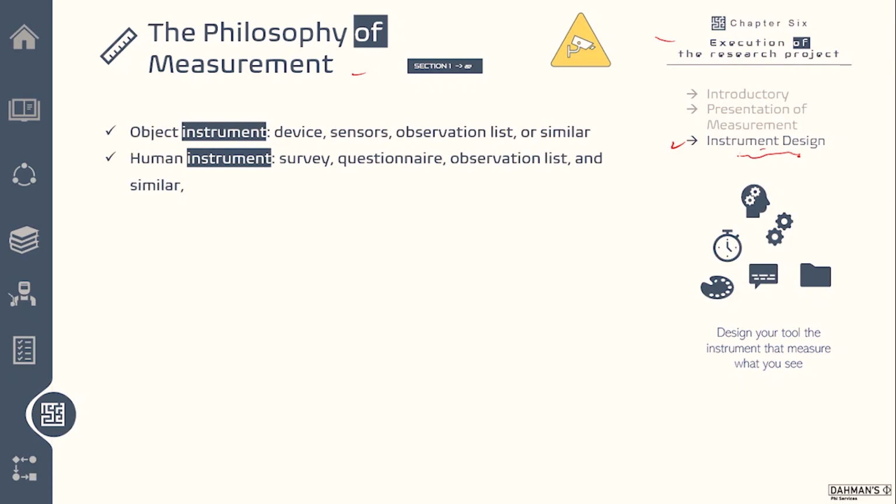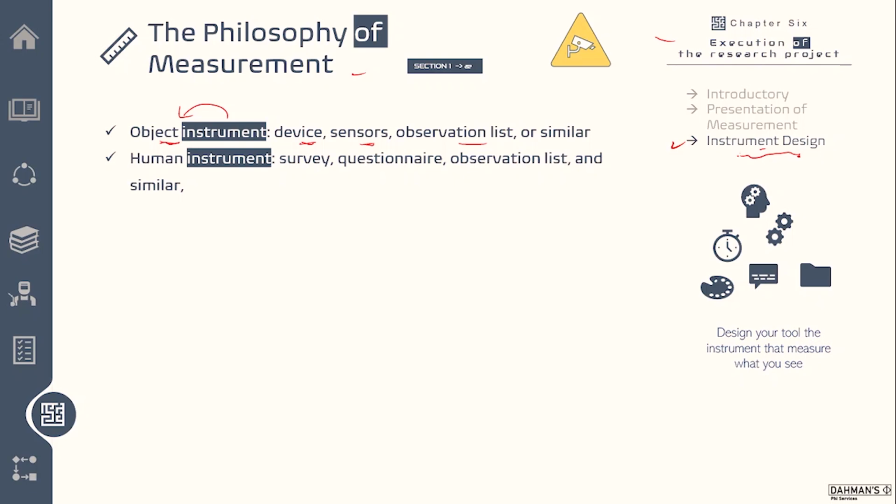When I say instrument, you must remember there are two kinds of instrument. The first one is an object instrument, and that is in the world of tangibility. If you are trying to capture something quite tangible, the form of those instruments could be a device, a sensor, or even an observation list. For example, I want to capture the number of cars crossing over a bridge. Perhaps a sensor can do that for you. Or maybe I want to capture the height of a person. A scale can do that in the form of a device, etc.